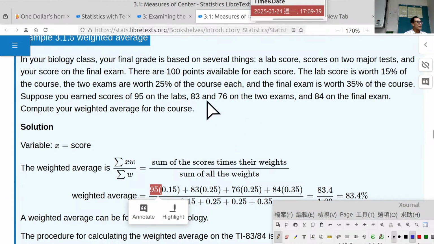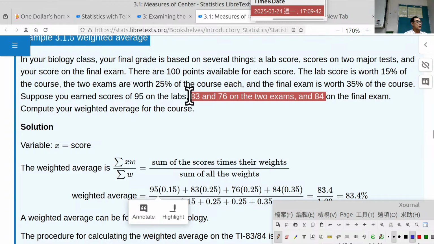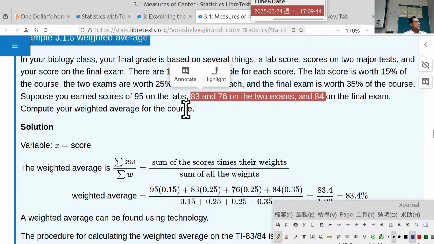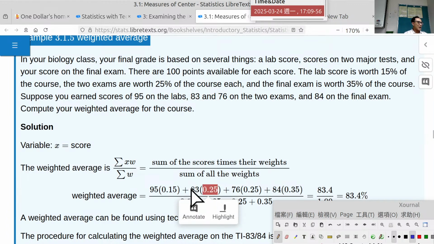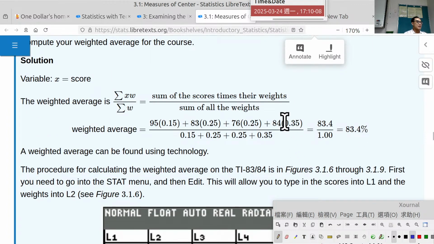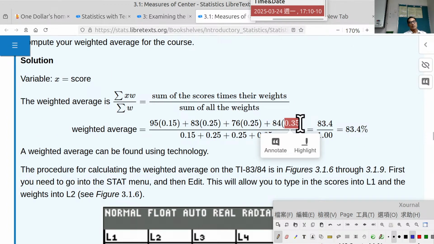And the other one: the 2 exams, 2 major tests, the student got 83, 60, 76, and the proportion is 0.25. 83 times 0.25, 76 times 0.25, and the final exam, the student got 84. The proportion is 35%. So we can get this.